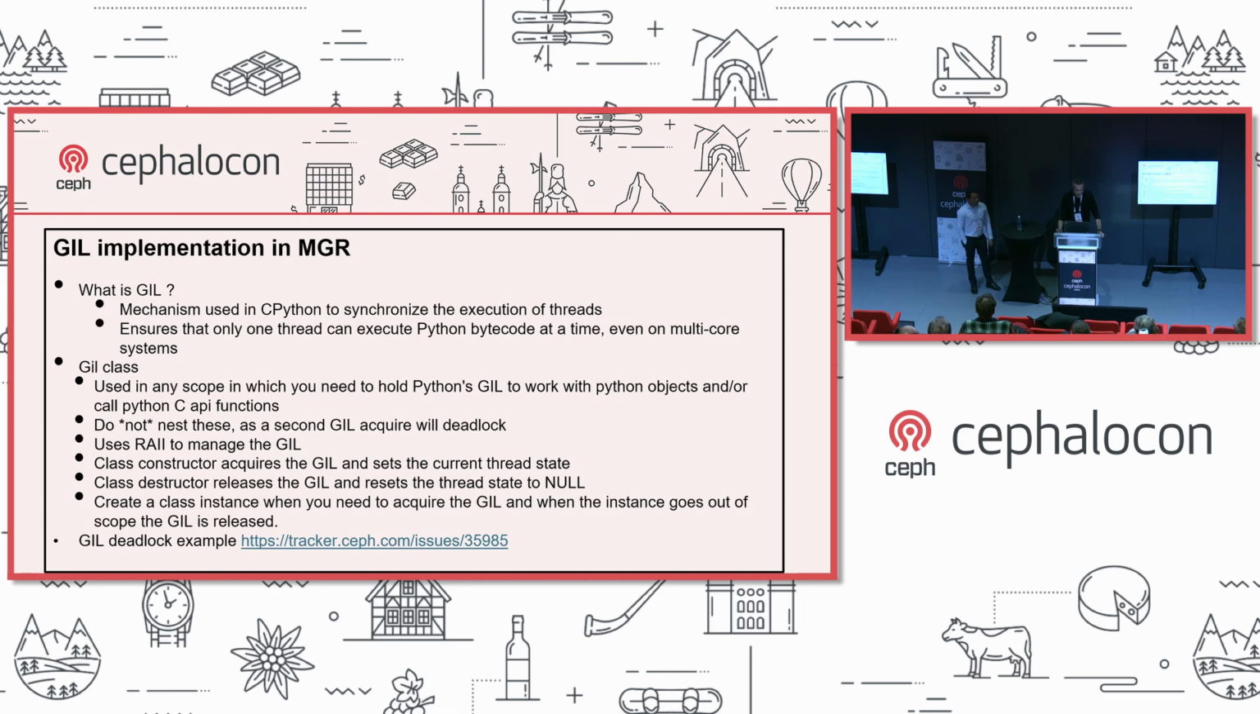It uses resource acquisition is instantiation to manage the GIL. The class constructor acquires the GIL lock and sets the current thread state. The class destructor releases the GIL and resets the thread state to null. So we create a class instance when you need to acquire the GIL, and when the instance goes out of scope, the GIL is released.